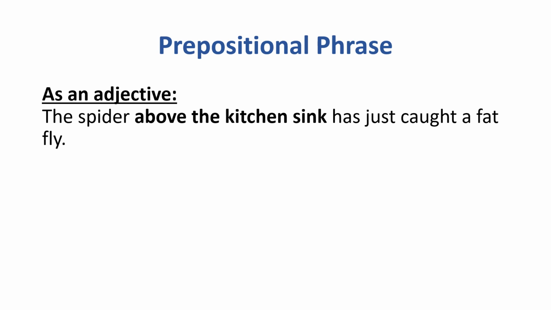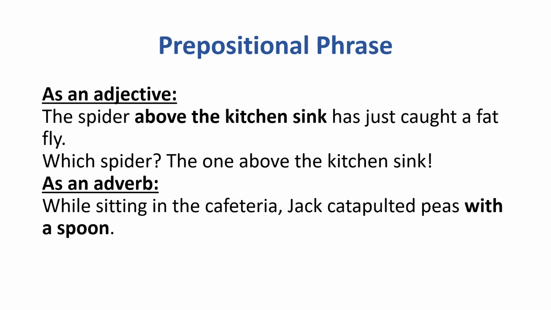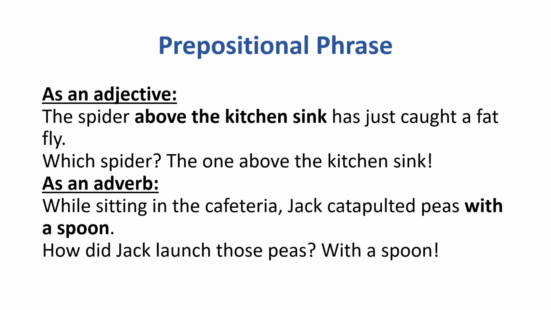Then as an adjective: the spider above the kitchen sink has just caught a fat firefly. Which spider? The one which is above the sink. Therefore, ये हमारे पास as an adjective use होंगे. Adverb के तौर पे कैसे use हो सकती हैं? While sitting in cafeteria, Jack had to pull peas with a spoon. ठीक है, तो again जो है ना यहाँ पर आपके पास ये adverb की example है. क्यों? क्योंकि how did Jack launch the peas with a spoon?